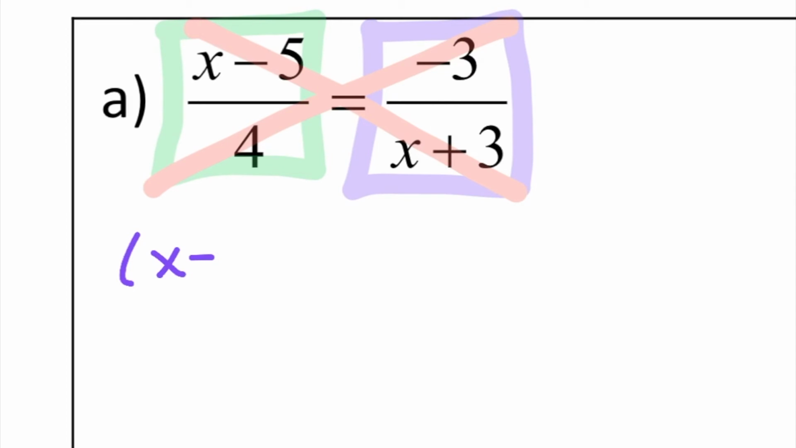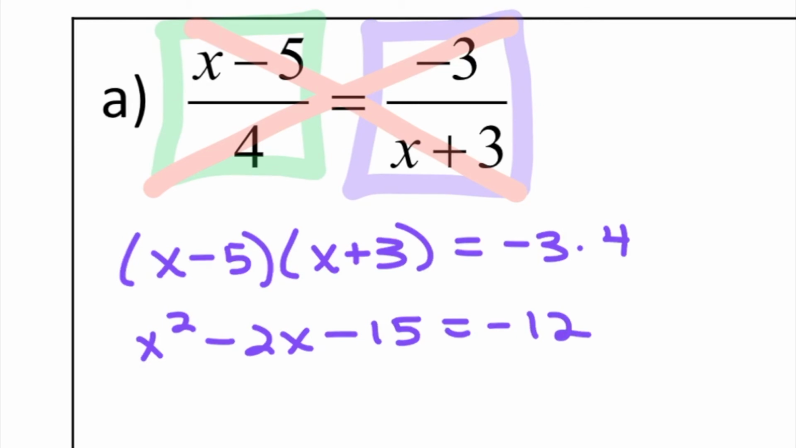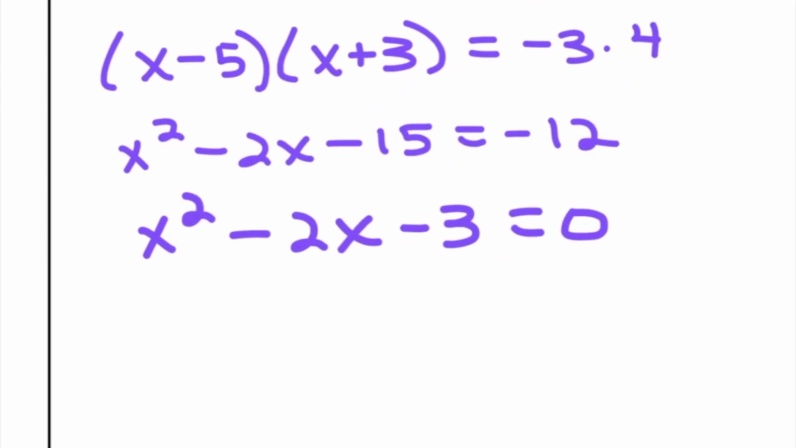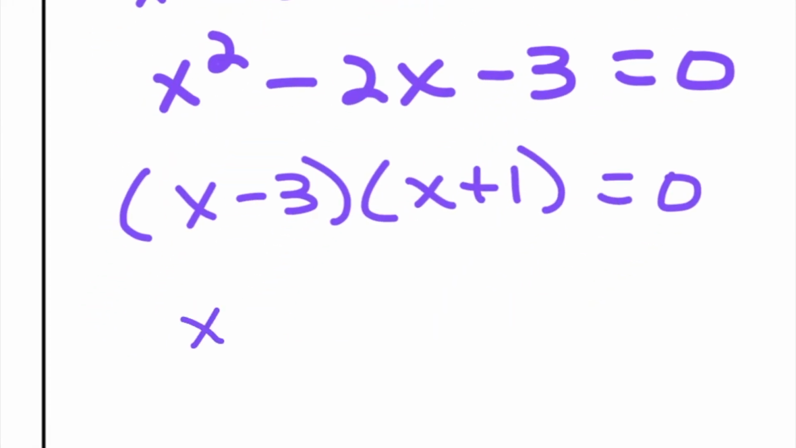So I've got x minus 5 times x plus 3 is equal to negative 3 times 4. I'm going to simplify and FOIL and do all that stuff. So I've got x squared minus 2x minus 15 equals negative 12. I'm going to add 12 to both sides. So now I've got x squared minus 2x minus 3 equals 0. And then I want to factor that. x minus 3 times x plus 1 equals 0. And that gives me x equals 3 and x equals negative 1.